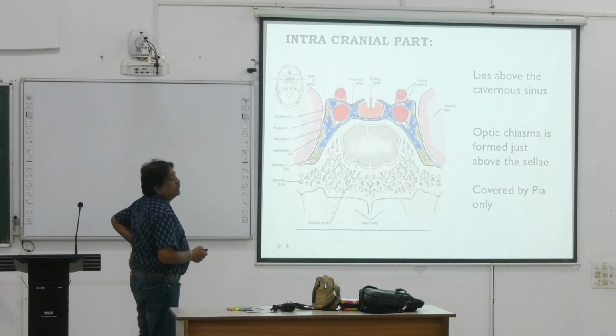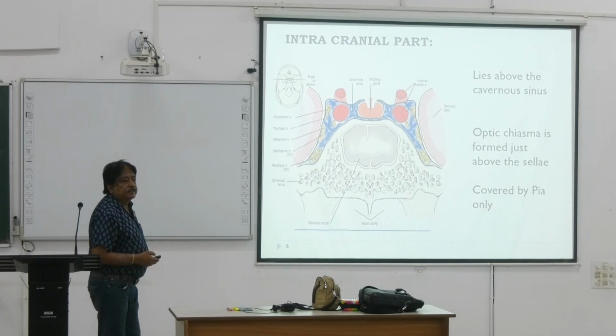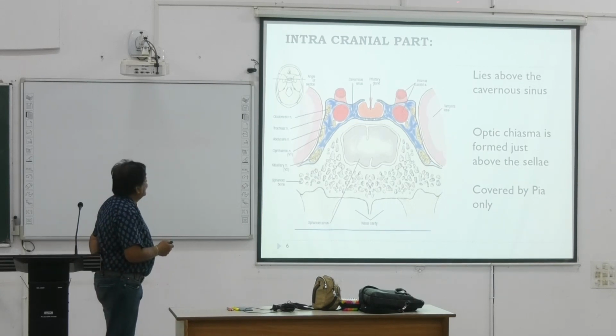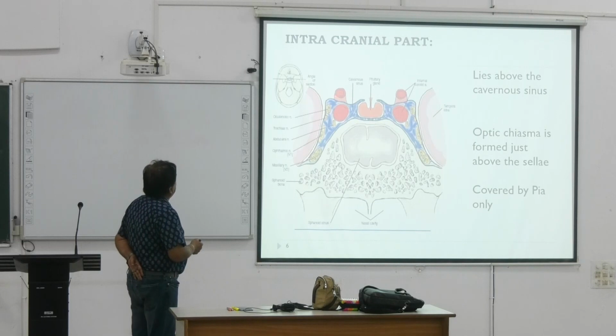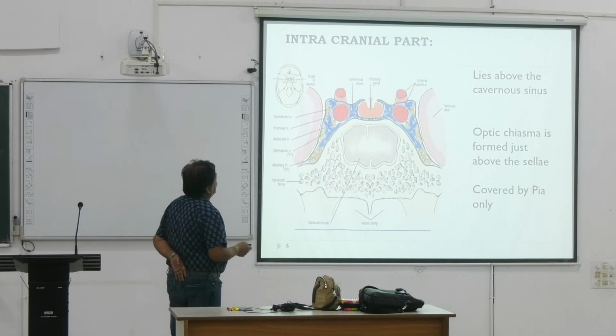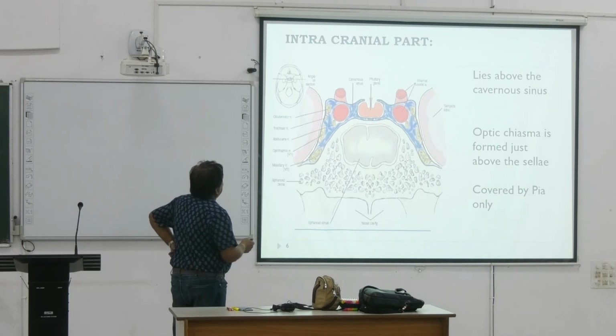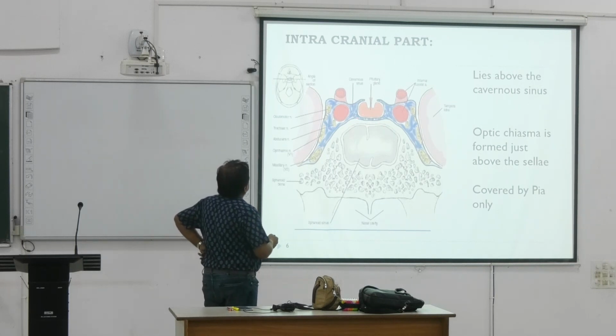Now, the intracranial part. The optic nerve with the intracranial part. See, this is the sphenoidal sinus. The sphenoid bone lies above the cavernous sinus. This is the oculomotor nerve, trochlear nerve, abducens nerve, ophthalmic nerve, and this is the pituitary gland. The cavernous sinus is here, and the internal carotid artery.